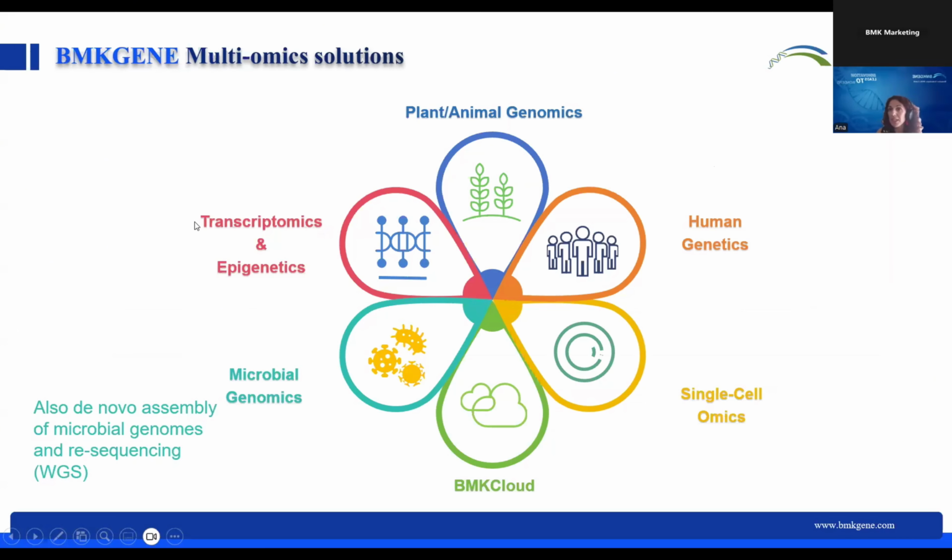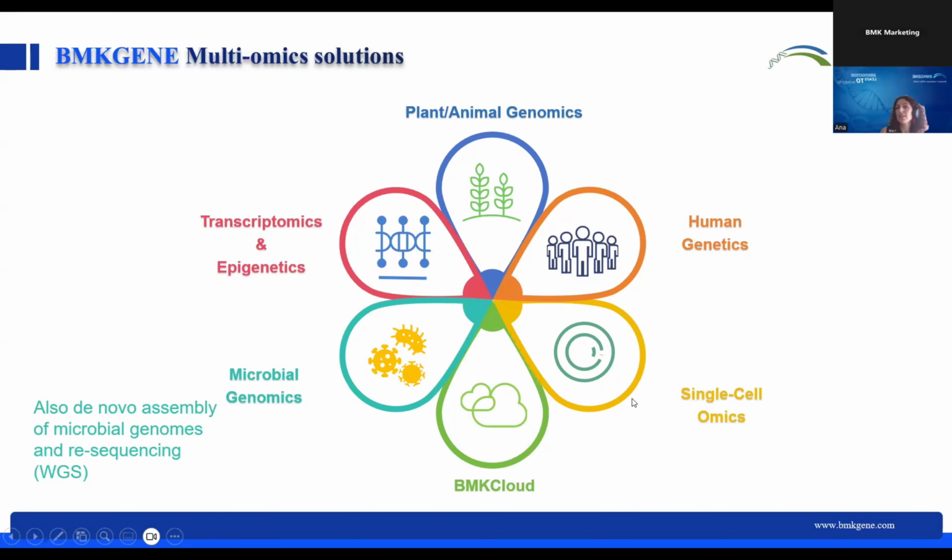So in transcriptomics and epigenetics, we can do RNA-seq, ATAC-seq, Hi-C, long non-coding RNA-seq, etc. In plant and animal genomics, we can do assembly of reference genomes, and this is where we also have lots of expertise, namely with plants which have big genomes, and sometimes it's a difficult task, and we have lots of experience with this and a very expert bioinformatics team to handle these challenges. And we can also do population genomic studies. We also can do human genetics and single-cell omics.